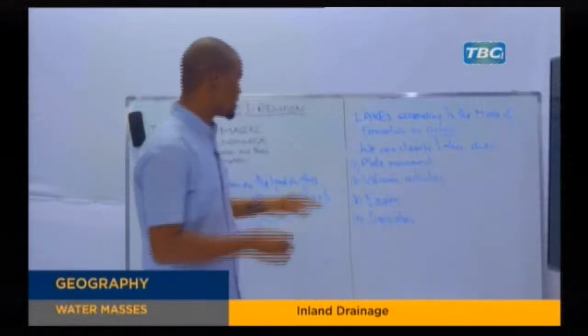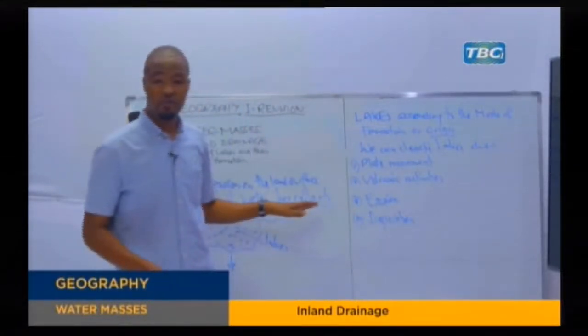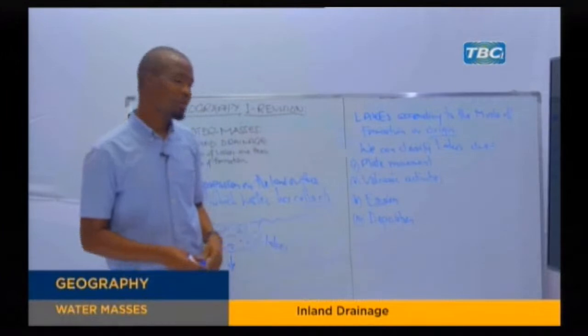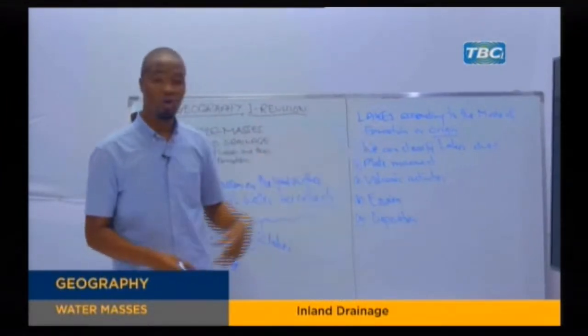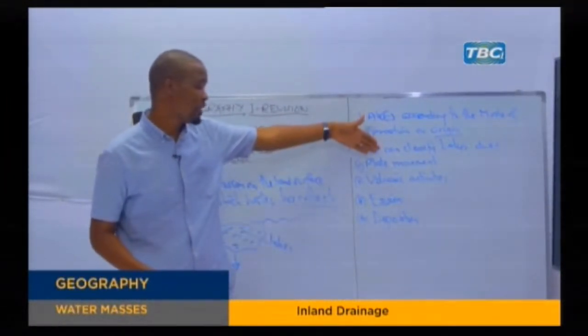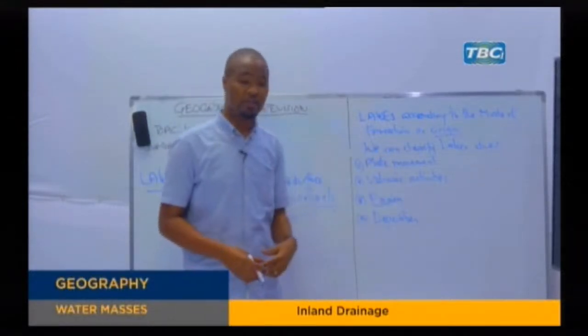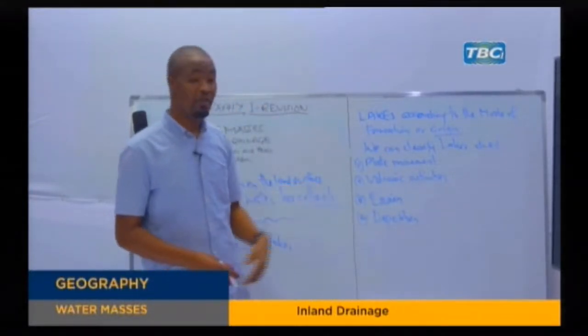Thereafter, these are the major classification of lake based on what? Based on mode of formation or origin. So we have lake due to plate movement, we have lake due to volcanic activities, we have lake due to erosion, as well as lake due to deposition.